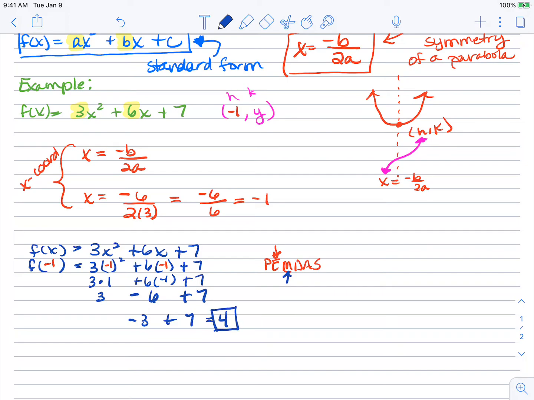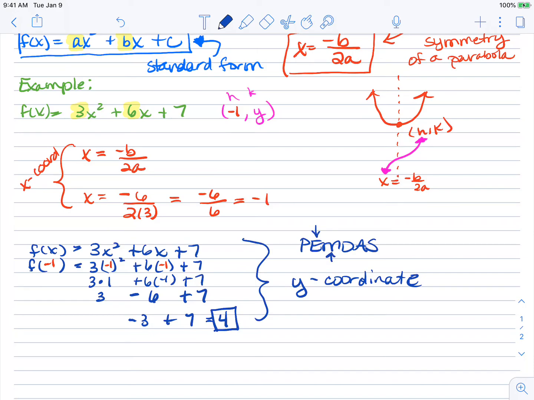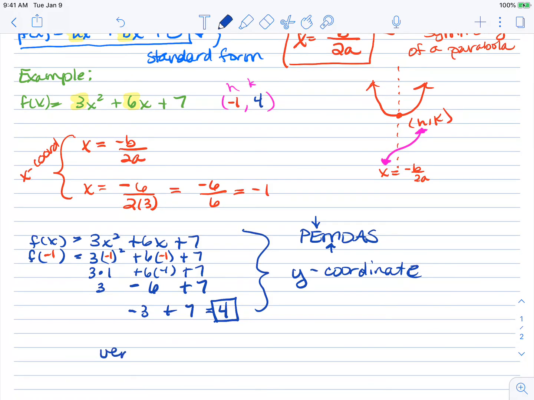Okay, so this is going to give me my y-coordinate. I'm going to erase this part right here and put in this little note: this is how I find my y-coordinate. And I'm going to rewrite that you have to do your order of operations, exponents, and then multiply. All right. Now I'm going to erase my y up here and say that I found what that value is, and it's 4. So I know that the vertex is negative 1, 4.